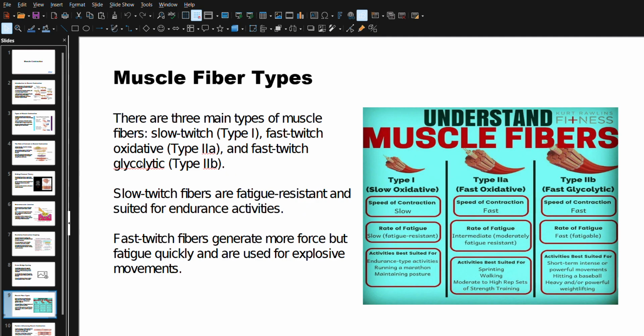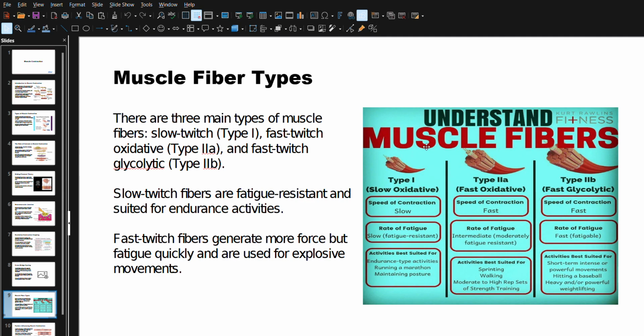See, slow twitch fibers are fatigue resistant and suited for endurance activity. That means the speed of contraction will be slow. It is slow oxidative and fatigue resistant, and it will help during activities like a marathon and maintaining postures. These slow twitch fibers will be able to resist fatigue.